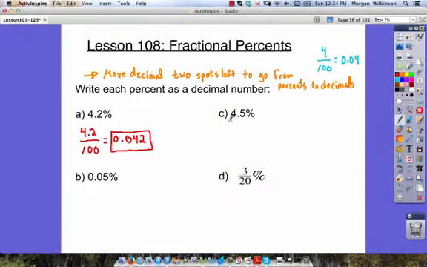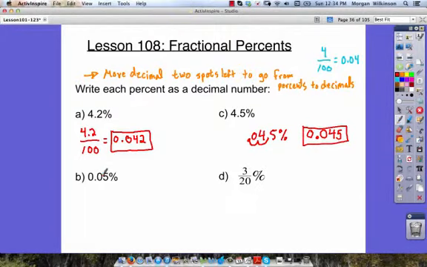So our next one is 4.5%. We're going to take that decimal and we're going to move it 2 left. So originally we have 4.5%. We're going to move it 2 left, 1, 2. Got to add a 0, and we've got our answer. It's no longer a percent now, it's a decimal, and we get 0.045.